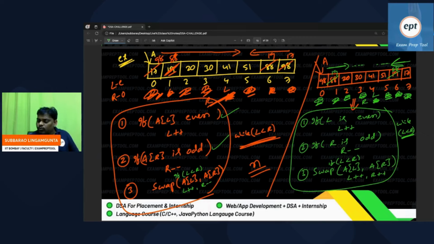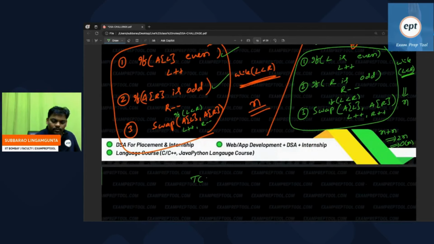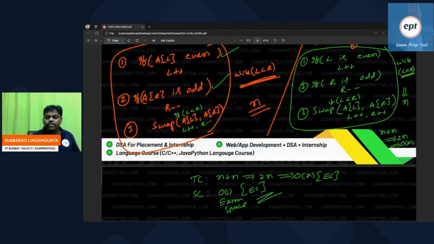So I think this is also one more scan, one more N. Totally N plus N, totally 2N, which is order of N. And one more thing, I am not taking any extra array, so constant space. So for this problem, the time complexity is N plus N, 2N, which is nothing but N, in every case. Space complexity: other than local variables, I am not taking anything. Order of one extra space. Space complexity means extra space. This is also every case.